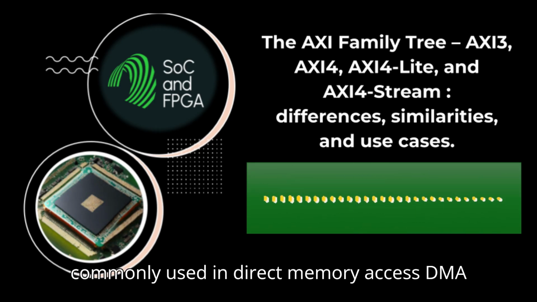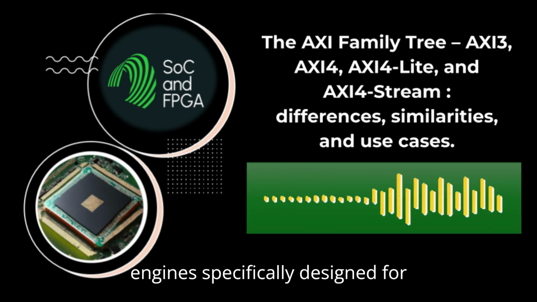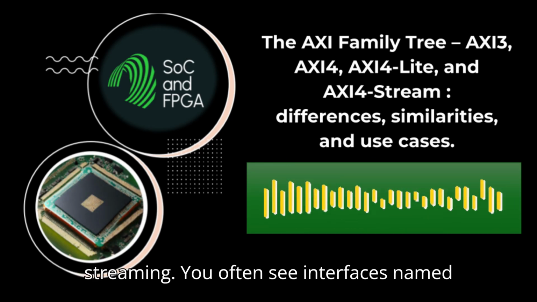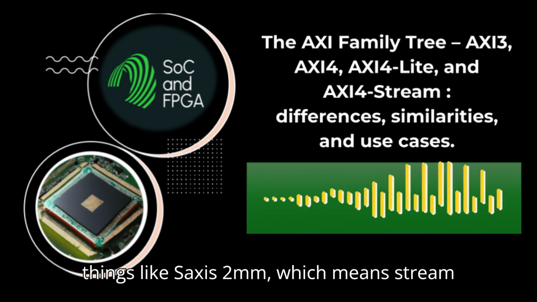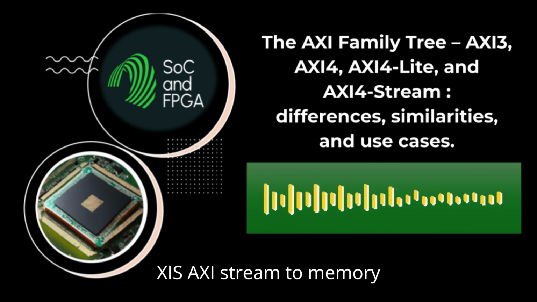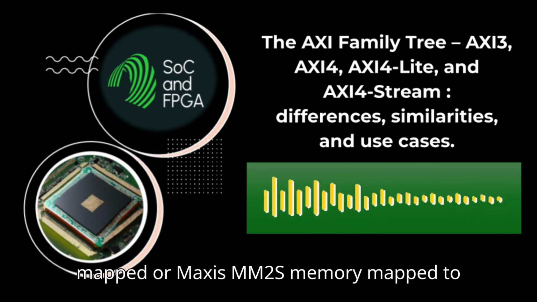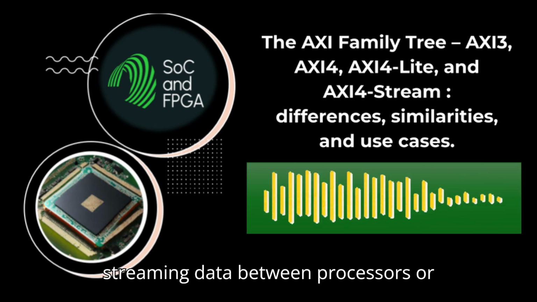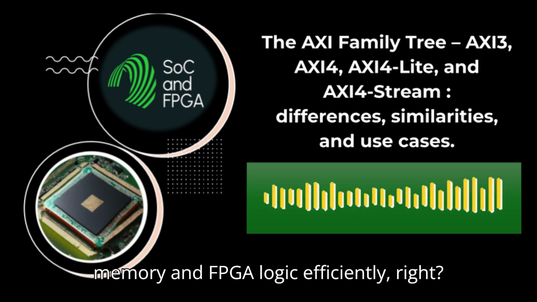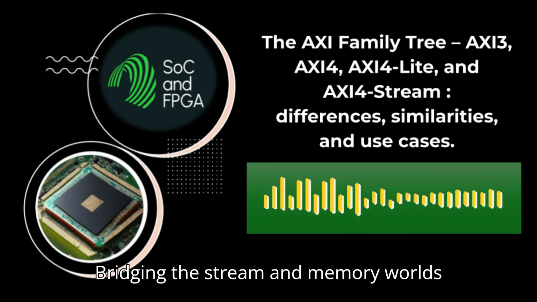It's also very commonly used in direct memory access (DMA) engines, specifically designed for streaming. You often see interfaces named things like S_AXIS_S2MM, which means Stream AXIS, AXI Stream to memory mapped, or M_AXIS_MM2S, memory mapped to Stream AXIS. These move large amounts of streaming data between processors or memory and FPGA logic efficiently. Right, bridging the stream and memory worlds.